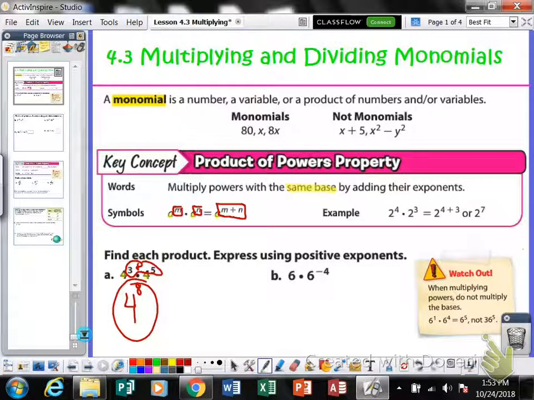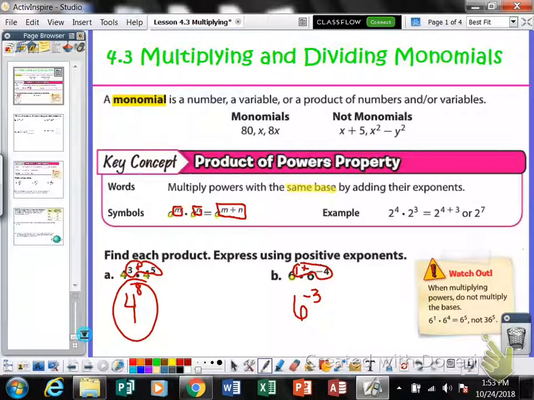Okay. Students ask, well, what about this one? Sorry about that. May I have your attention? So here we got to remember, anytime we have a base where no exponent is ever written, we know it to be a 1 there. So the bases are the same, 6 and 6, so our base is 6. Now I got to take 1 and add it to negative 4. So 1 plus negative 4 is negative 3.